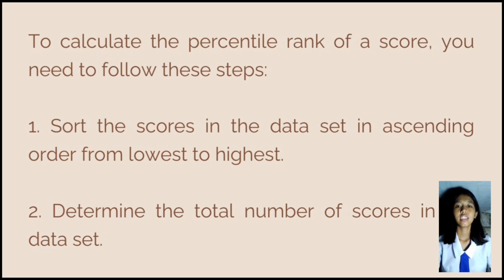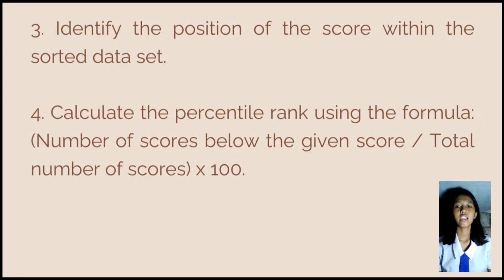Next is to determine the total number of scores in the data set. So, how many scores were given? And next, identify the position of the score within the sorted data set. So, which score are you looking for the percentile rank of? And next is to calculate the percentile rank using the formula: number of scores below the given score, divided by the total number of scores, times 100.